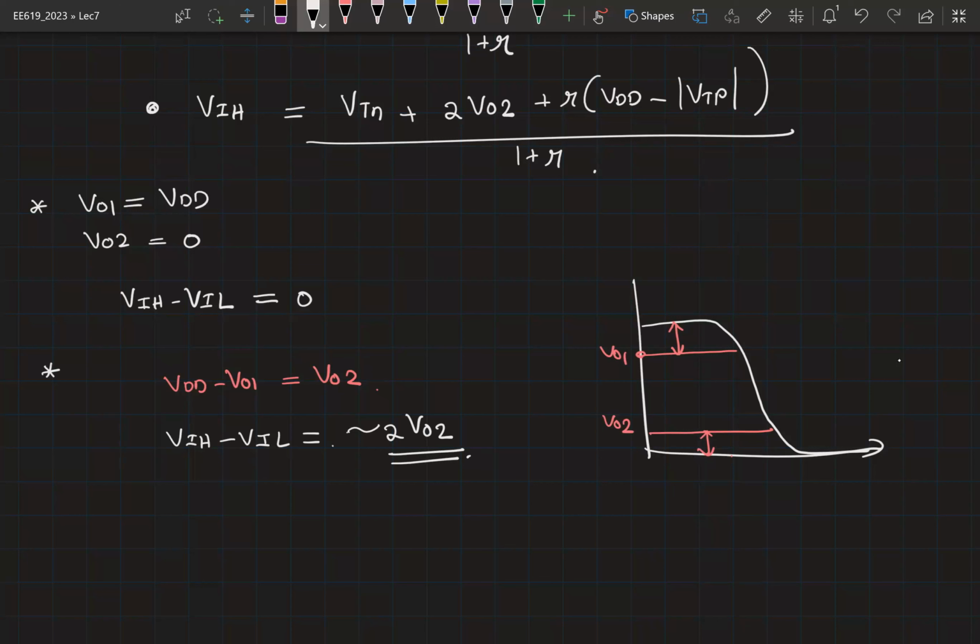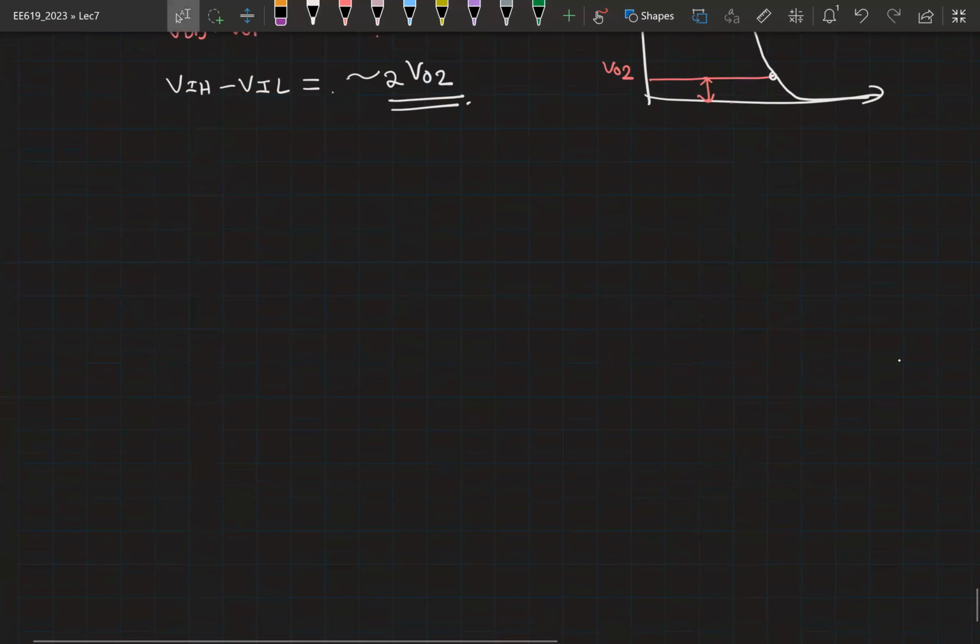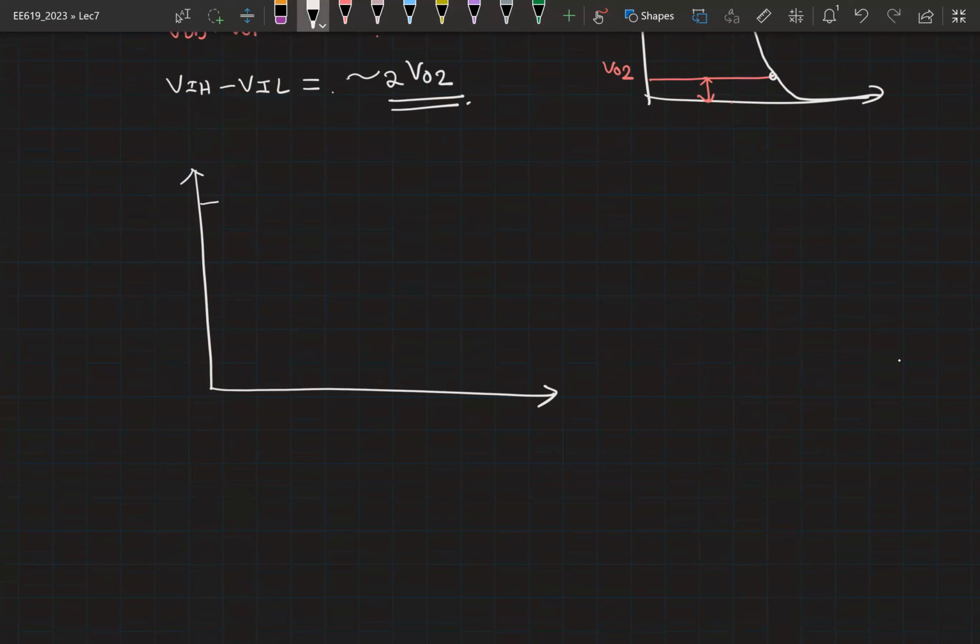So the core idea here is this. VO2, we said, is already very close to 0, right? Now, VIH minus VIL is simply giving you twice of a very small quantity. So the transition region for a long channel transistor is going to be very, very narrow. So if I were to plot the VTC for a long channel and a short channel transistor on the same curve, for a long channel transistor, you will see something like this. And a short channel transistor will have a larger slope. And this calculation allows us to bring this fact out very nicely.